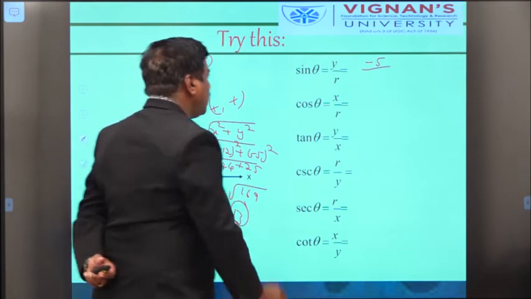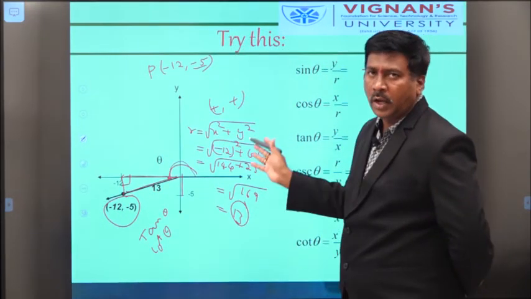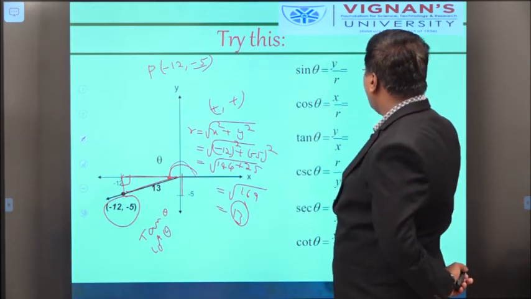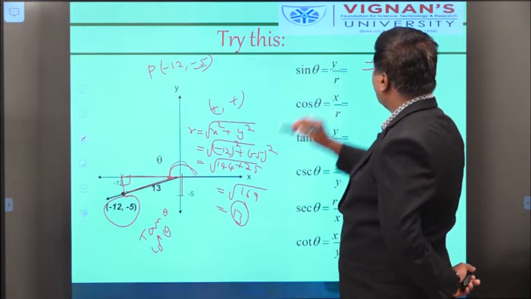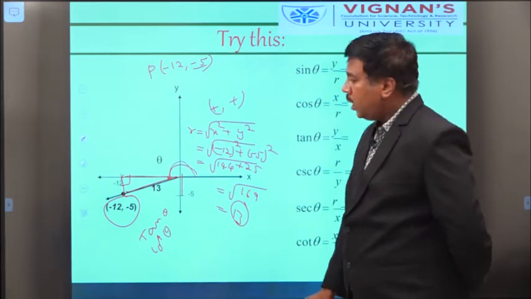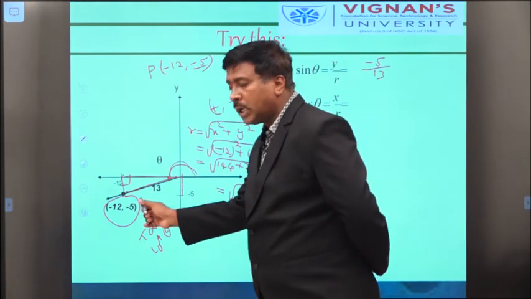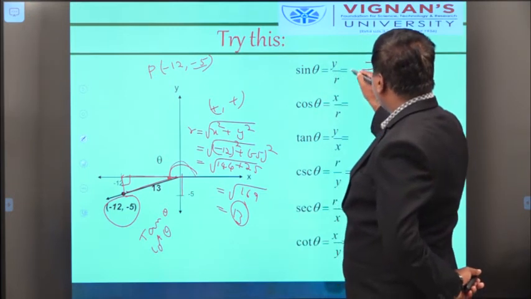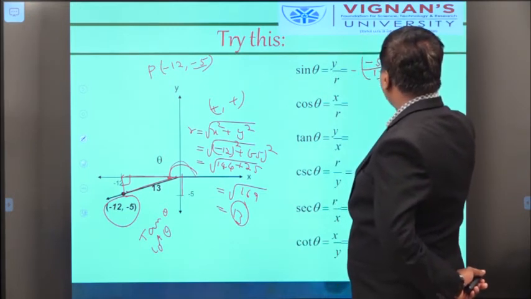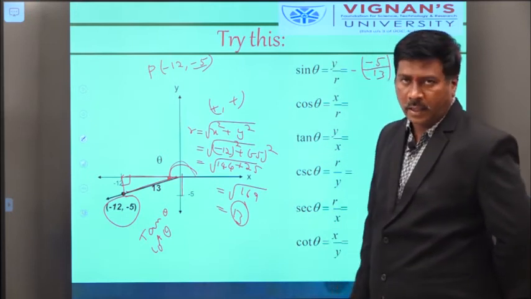Therefore, sin theta equals y by r, as you learned in the previous slides. The y coordinate is minus 5 and r is 13. Here the point lies in the third octant, where only tan and cot are positive, so this value is negative. Sin theta is minus 5 by 13.